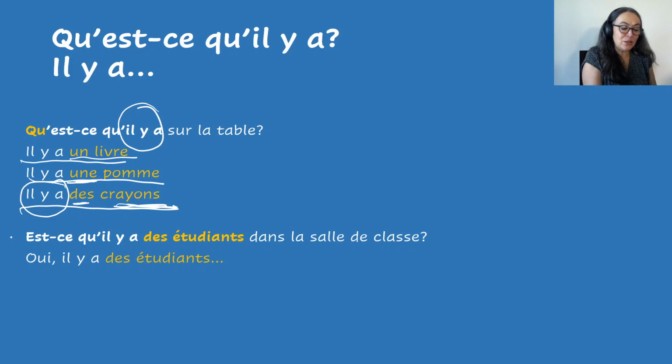If you ask about persons, you can say est-ce qu'il y a des étudiants dans la salle de classe? Are there students in the classroom? And if it's yes, oui, il y a. Il y a des étudiants. So you can use il y a with things or people.